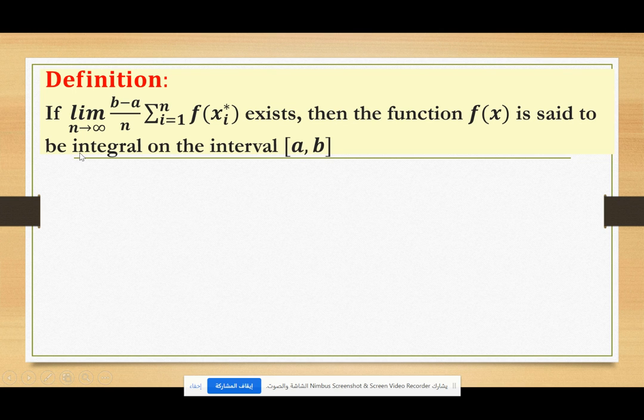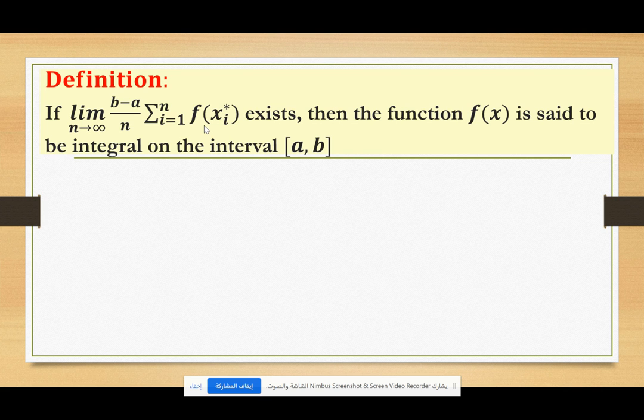So to understand what I mean by the function being integrable on the interval, that means the limit of that definition exists. The limit of delta x multiplied by the summation exists. And the limit exists when we can have an area bounded between the curve and the x-axis and the two vertical lines. And these were discussed before in the previous lesson.